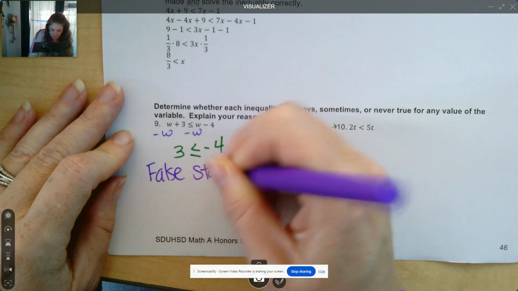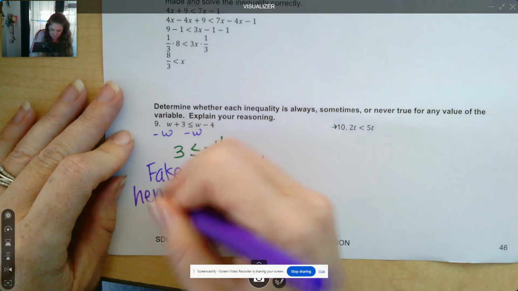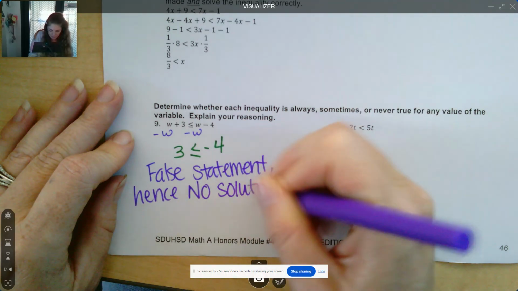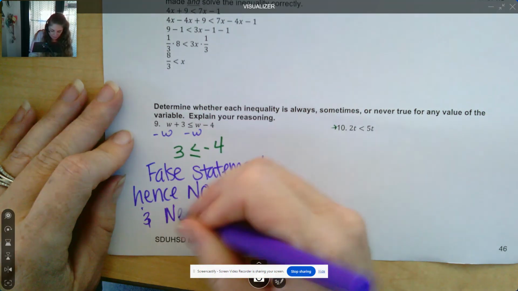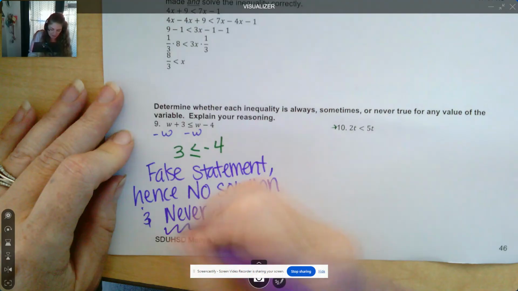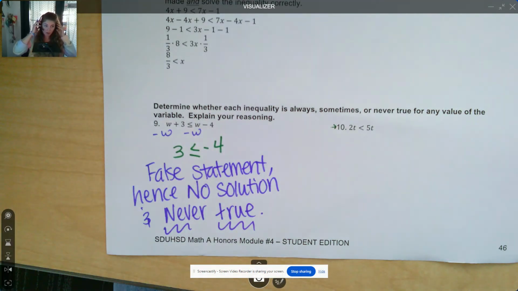False statement, hence no solution and never true, because they ask us if it's always, sometimes, or never. So this is never true. If we got all real numbers, it's always true. And if we got a solution set, it's sometimes true. Sometimes meaning it's true when we are in the solution set, it's false when we are not in the solution set.